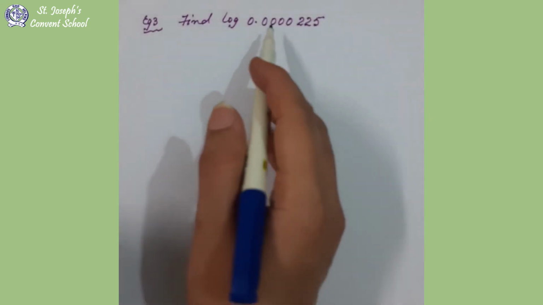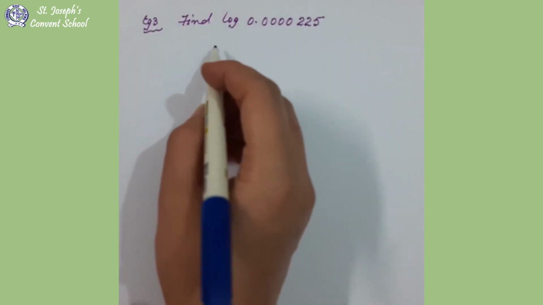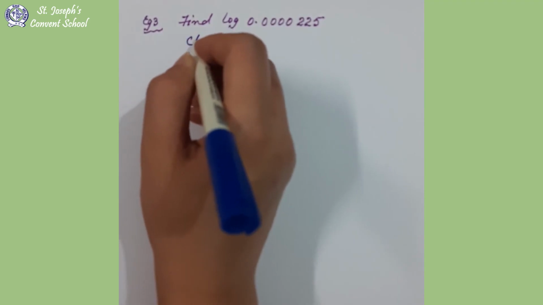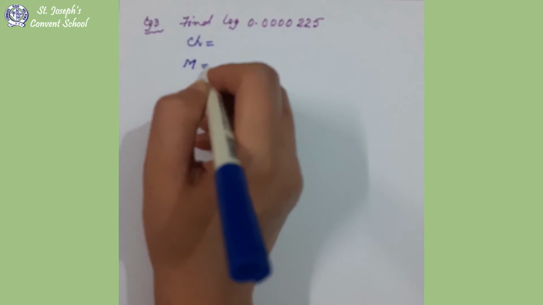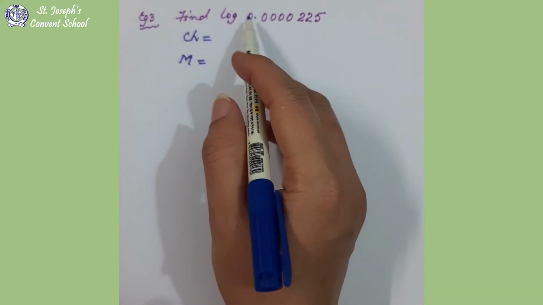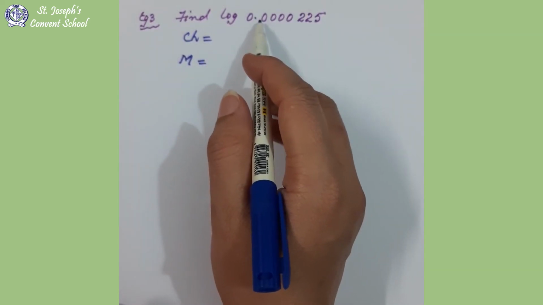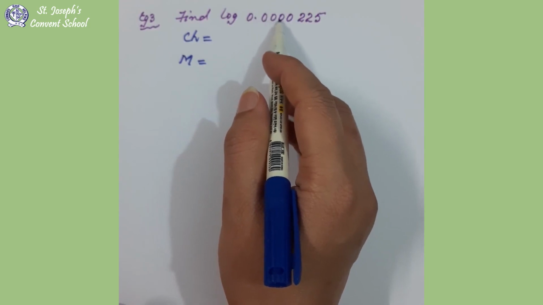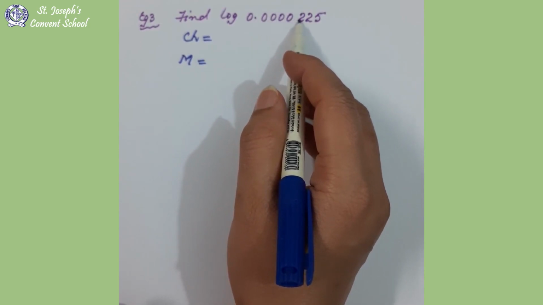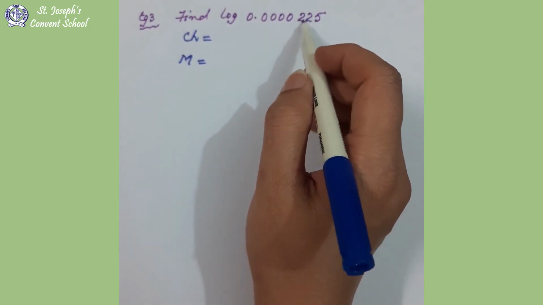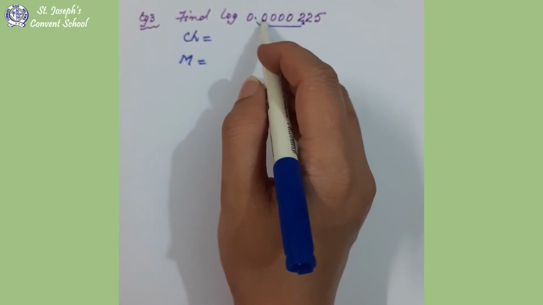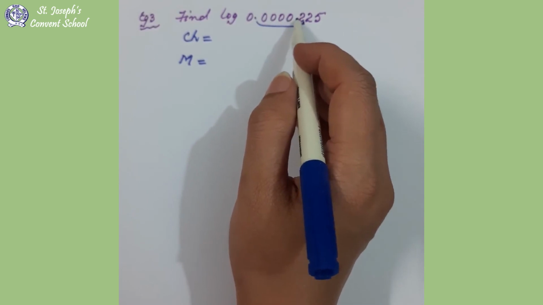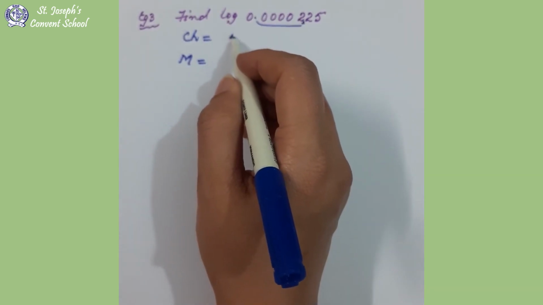Now in this case you can see that the number is less than 1. So we'll find the characteristic, then we'll find the mantissa using the log table. In this question, you can see the first non-zero digit. This is 0 0 0, so the first non-zero is 2, so we will shift the decimal after this 2. How many places are we shifting? 1 2 3 4 5, 5 places.